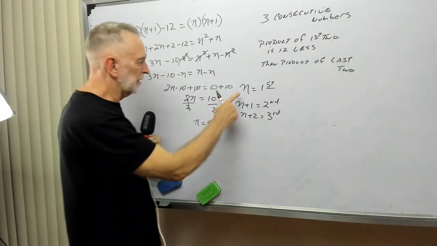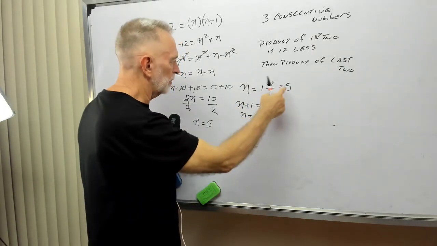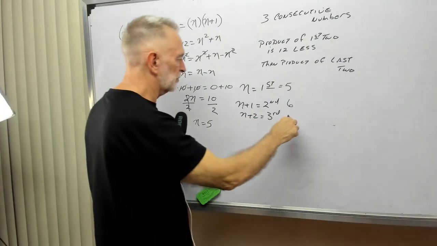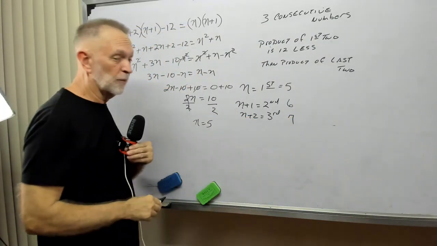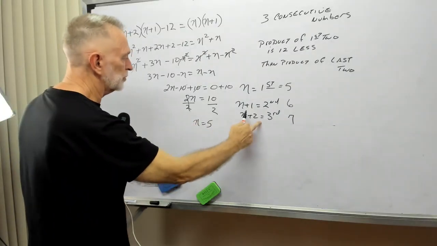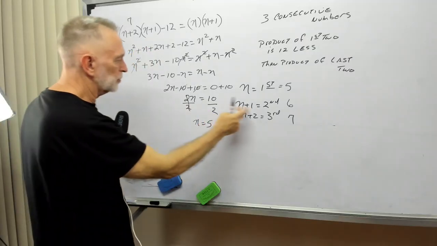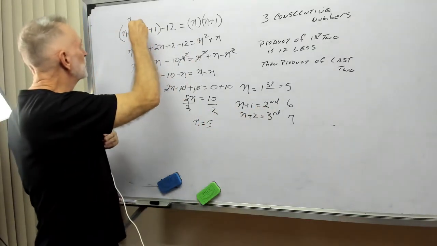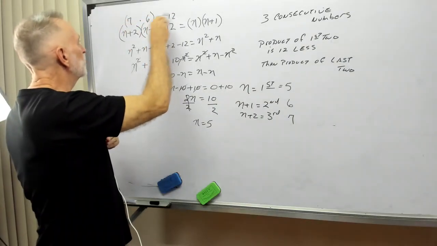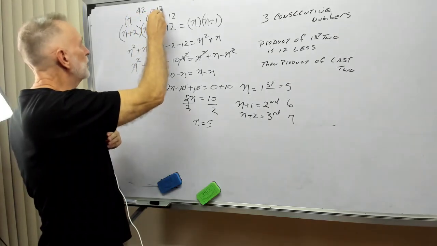So if n equals 5, n plus 1, 5 plus 1 is 6, 5 plus 2 is 7. Whoa, but are we correct? Let's see. Okay, n plus 2 is 7. So this number is 7. N plus 1 is 6. So 7 times 6 minus 12. 7 times 6 is 42. 42 minus 12 equals 30.